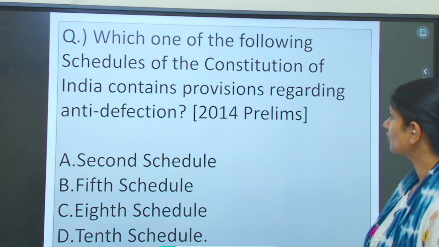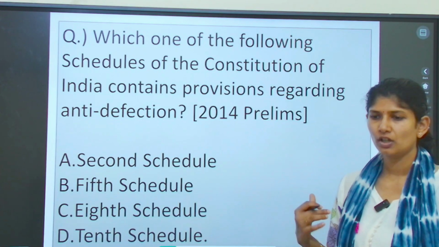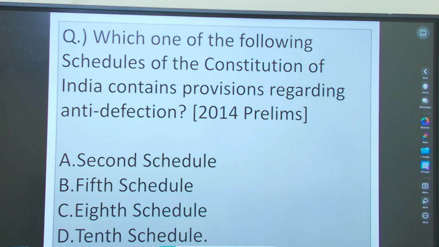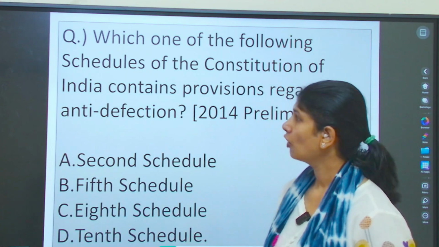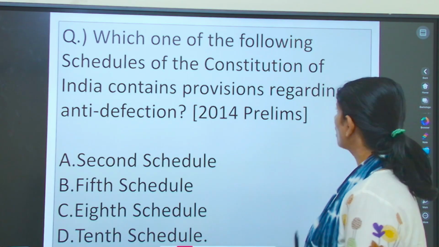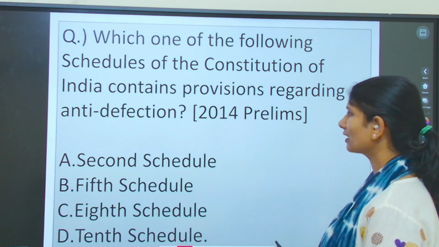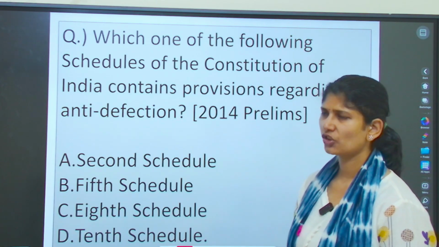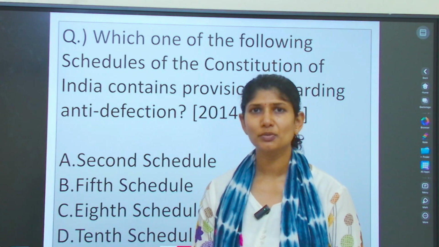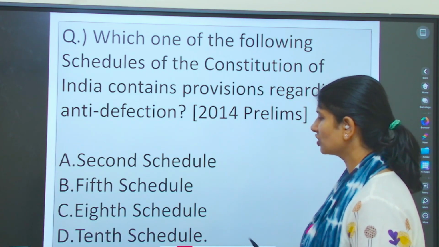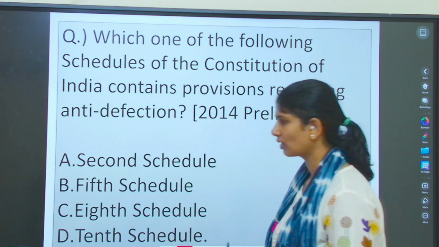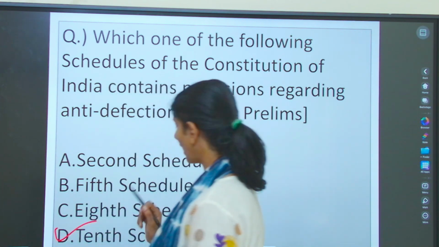Okay. Next question is your 2014 prelims question. Look at this question. Which one of the following schedules of the Constitution of India contains provisions regarding anti-defection? This is a straightforward question. Okay, again something to do with your static dynamics. Options are second schedule, fifth schedule, eighth schedule, 10th schedule. The answer is the 10th schedule, anti-defection.